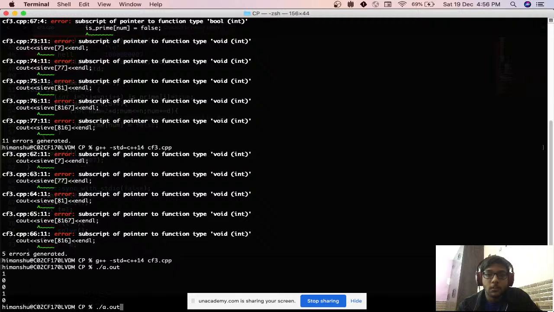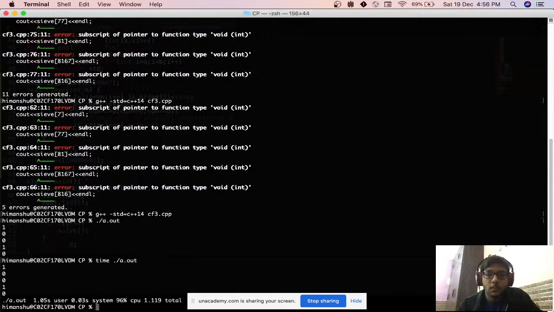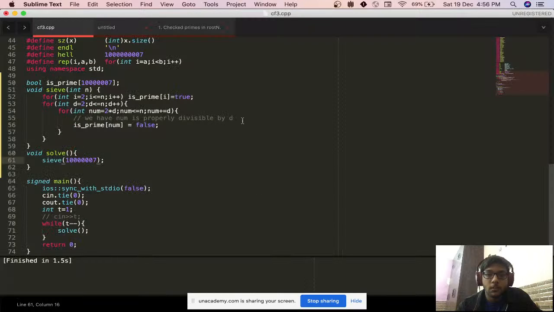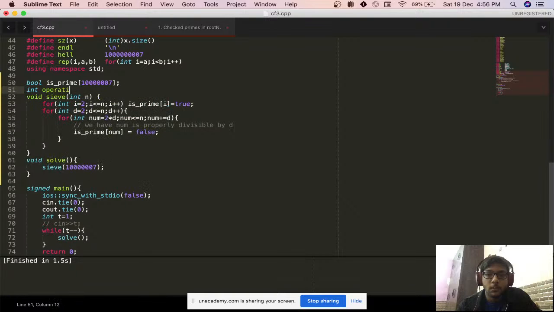Let's see how much time it took. It took 1.05 seconds, so it's around 1 second only, which is good. Of course, you can write the code and check if it is passing in time or not, but that's not usually a good way. So let us see how many operations this does. You can do it by mathematical analysis, counting the operations in each inside loop and outside loop.